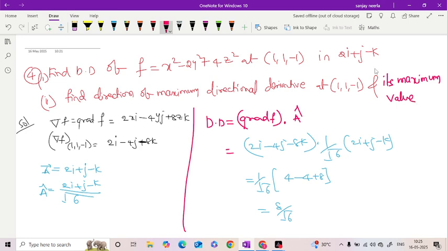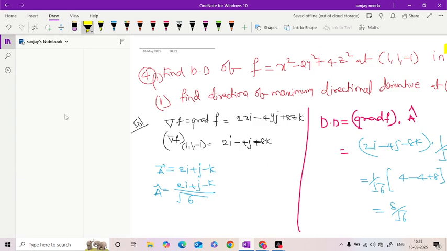Okay, observe that in the first problem they have given a vector. What is the vector? In the direction 2i plus j minus k. But here the vector is not given. So in this situation you have to assume that the vector is the gradient of f. Okay, so I will write that in the next line.